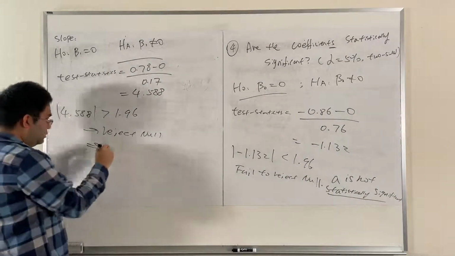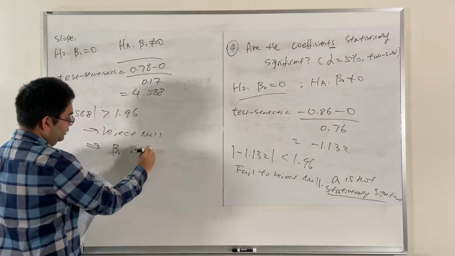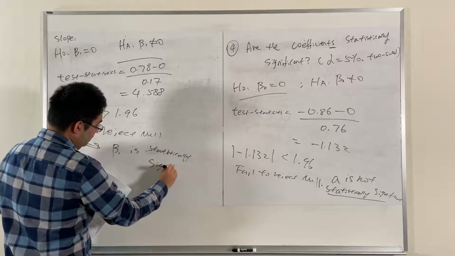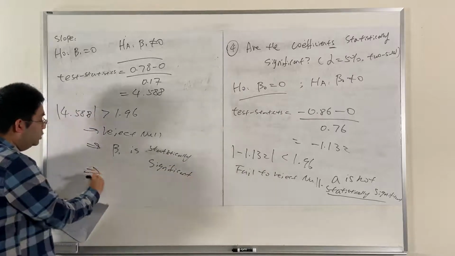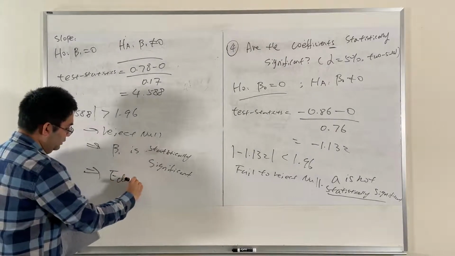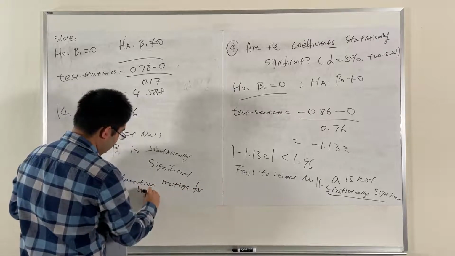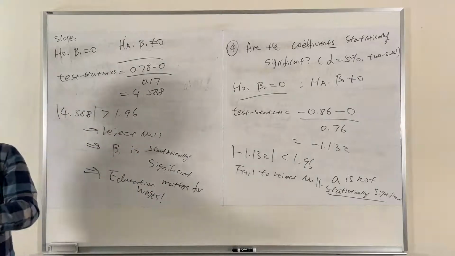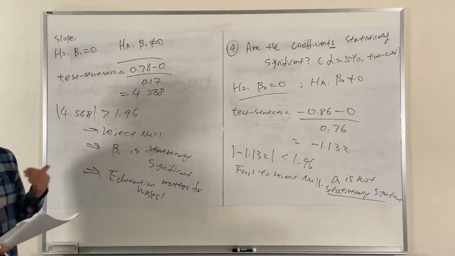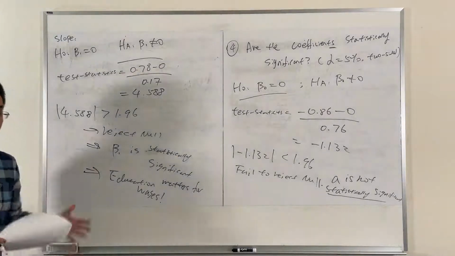So beta 1 is statistically significant. And that means, so if beta 1 is not 0, that means education matters for wages. Okay, so education has an effect on wages. Okay, very good. And before we finish, I want to do an example on dummy variables. So when the x value is only 0 or 1.